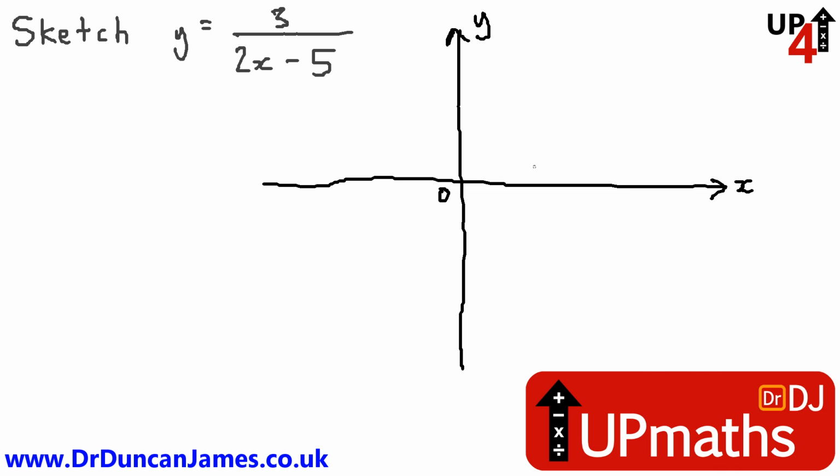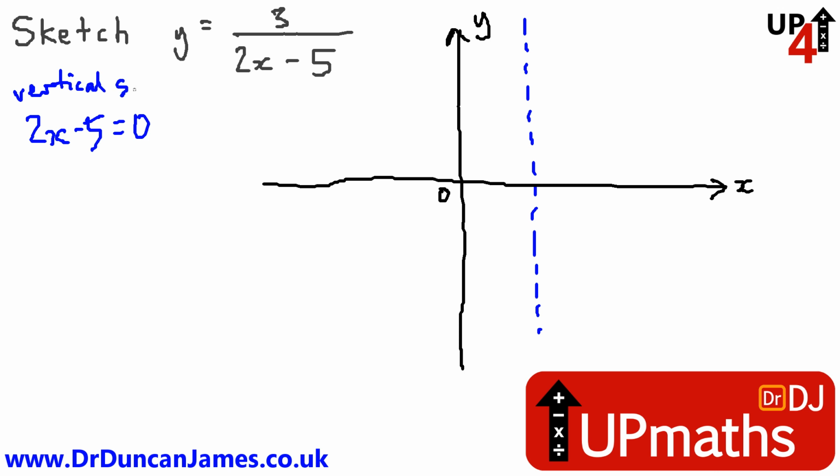I am going to approach this question by looking for where the vertical asymptote is. I'm expecting it to be somewhere along here, and it's going to occur when the bottom of the fraction is equal to 0, so I need 2x minus 5 equals 0, and that will give me the vertical asymptote. Whoops, I think that's how you spell it. That would give me x equals 5 over 2, or 2.5, so that's 5 over 2.